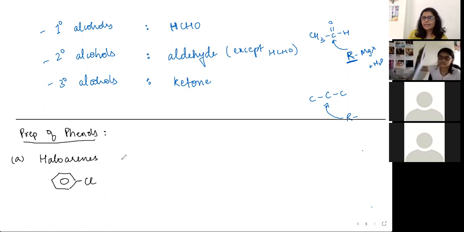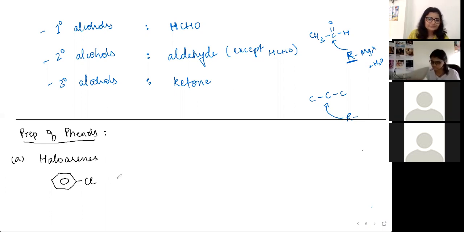So if it was haloalkanes, then you had SN1, SN2, all of that stuff. But here we're talking about haloarenes. So we said that haloarenes are not as reactive towards substitution, they are more receptive towards electrophilic substitution. But this is kind of an exception: under very specific conditions, this reaction will take place.